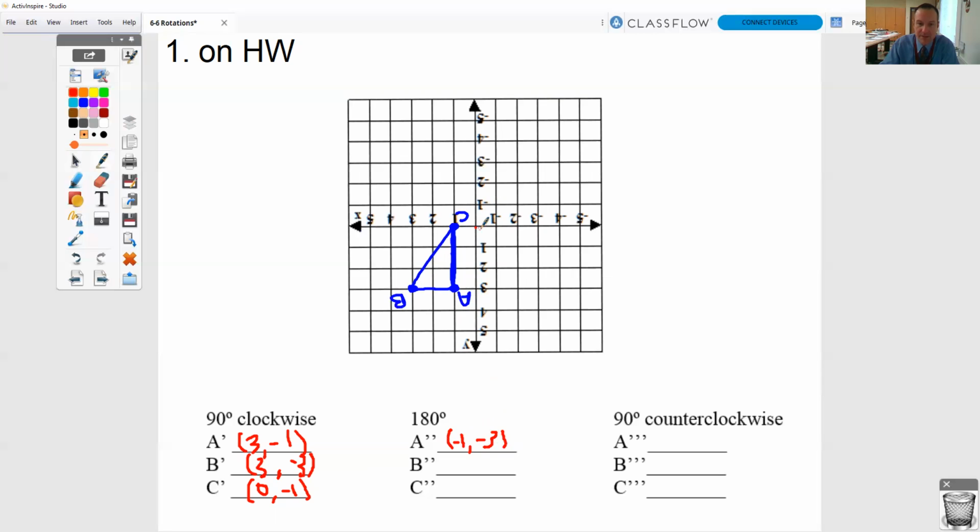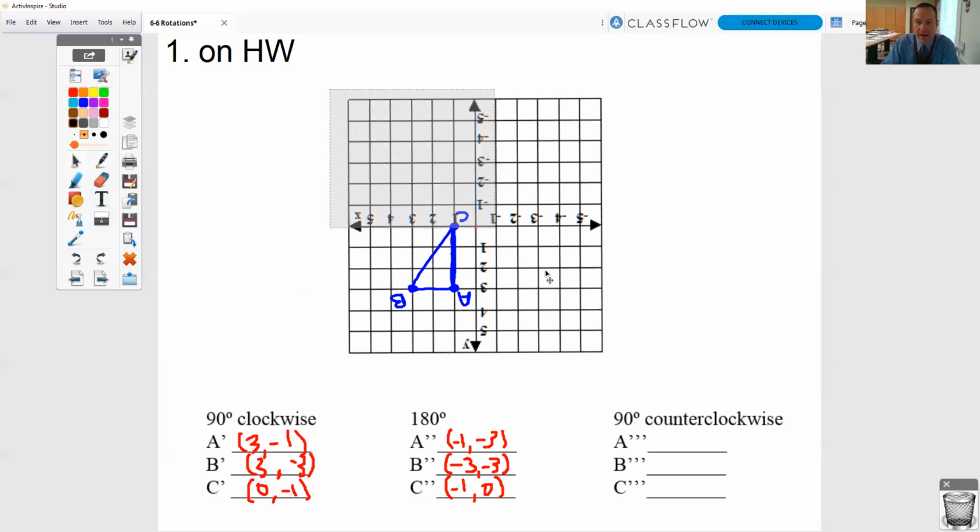For B double prime, starting in the middle, over to 3, down to 3. It's not over to 3, down to 3. Over to the left is really negative, so that's over to -3. And going down, down is negative as well, so that is -3 as well. So over to -3, down to -3. Whereas C, over to 1, up to 0, but it's not over to 1, it's over to -1, because anytime you go to the left is negative.